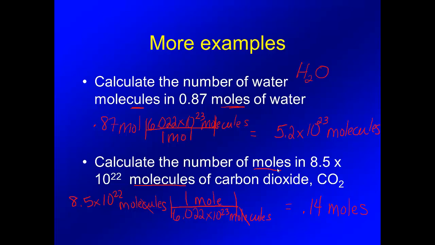And then always kind of go back. Does that number make sense? Well, look at this exponent. It's less than 23, so I should have less than a mole. I do have less than a mole. I'm comfortable with that number. It makes sense that I have less than a mole.